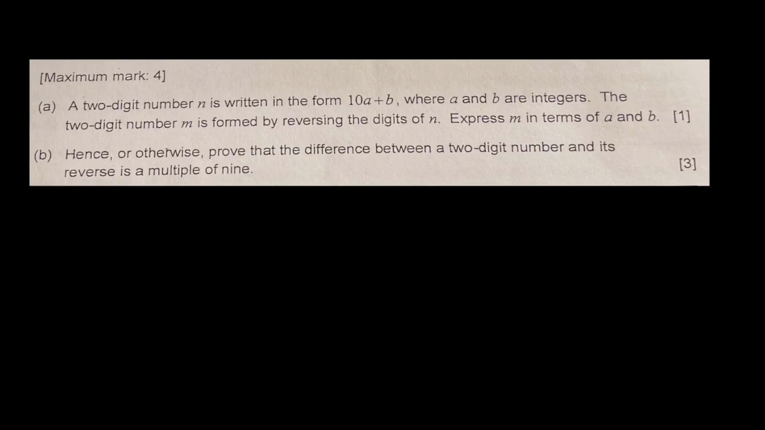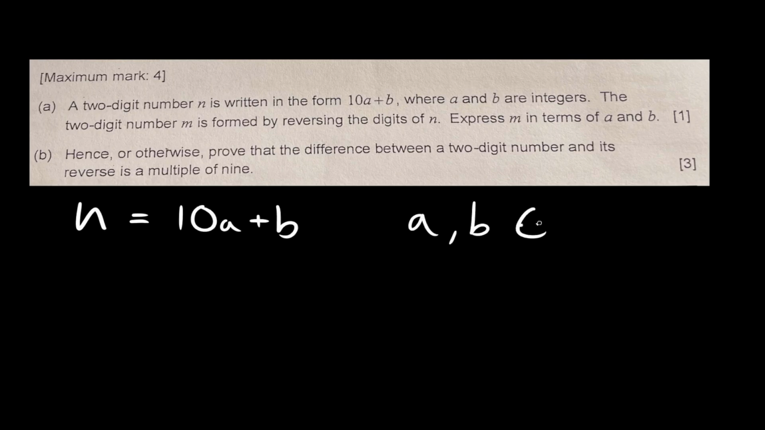For the next question here, I'm going to skip over the probability question, that is question 2, because we don't need to know it for our January exam. So the question tells us that there is a 2-digit number n, which is written in the form 10a plus b, where a and b are integers, so they're an element of the integers. The 2-digit number m is formed by reversing the digits of n. Express m in terms of a and b.